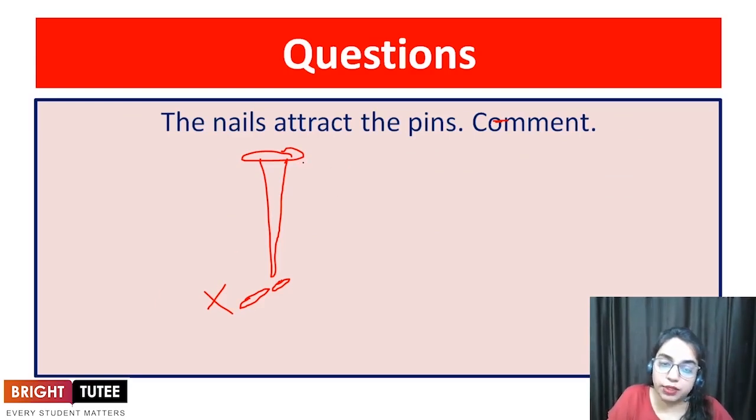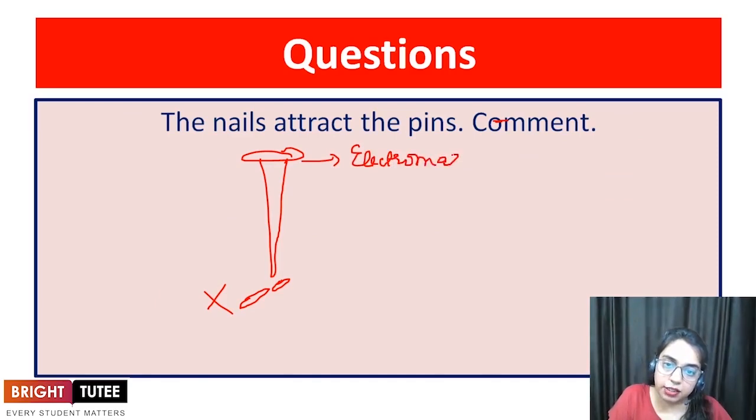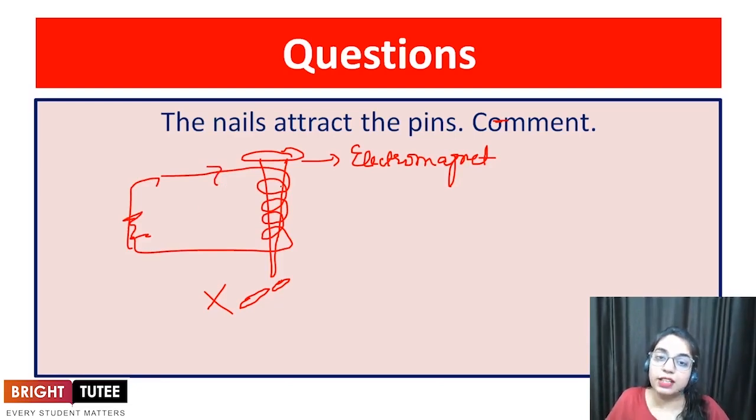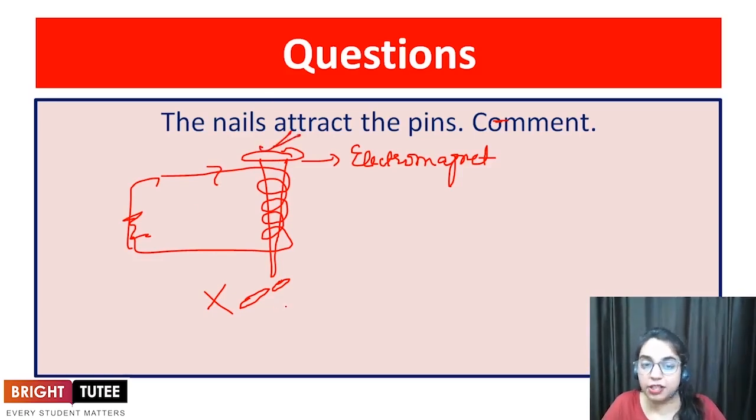We can convert this iron nail into an electromagnet. We can make it an electromagnet by coiling it with a wire, connecting it to a circuit and completing the circuit. When the current flows through the wire, it will start behaving like a magnet, and only then will this iron nail be able to attract pins, otherwise not.